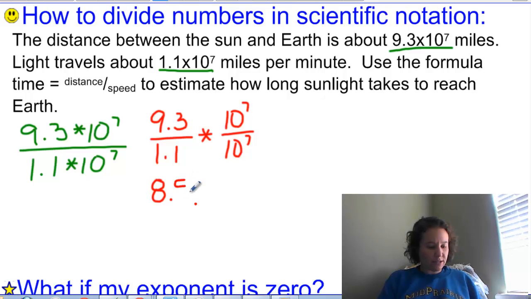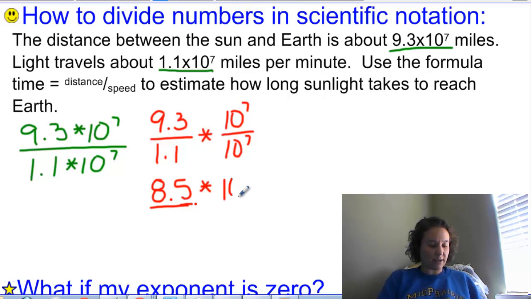Now remember, when a number is written in scientific notation, the first part of that number has to be a number between 1 and 10, and 8.5 is between 1 and 10, so I don't have to do any adjusting here. If it had been either less than 1 or greater than 10, I would have to adjust my power. So now I look at 10 to the 7th divided by 10 to the 7th, and I remember that I need to subtract my powers.